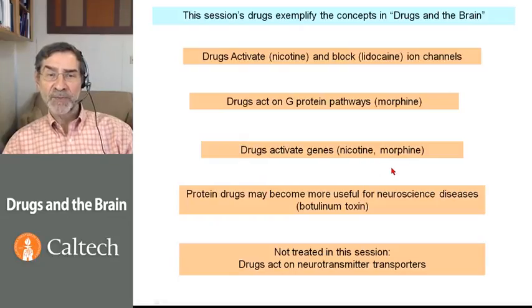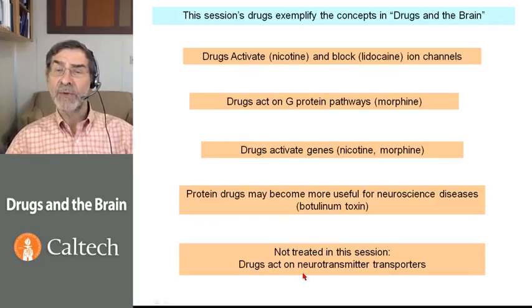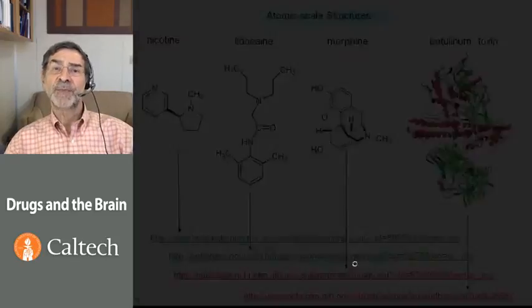Botulinum toxin is an example of a protein drug, and this class may become more useful for neuroscience diseases eventually. Botulinum toxin is really the only example at the moment. In this session, we won't treat drugs that act on neurotransmitter transporters, but they are very important, and we will treat them later on in the course.